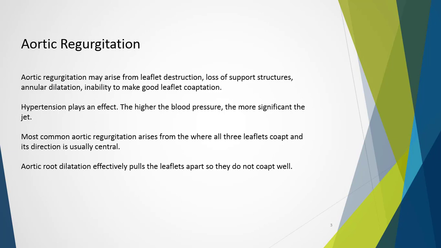Most common aortic regurgitation is mild or trivial and arises from the center of the valve where all three leaflets coapt. The direction of the jet is also normally central. This can be the result of sclerosis, creating a rough edge and limiting the ability for the leaflets to coapt. Aortic root dilatation effectively pulls the leaflets apart so they do not coapt well. Imagine a door and its frame. If the frame gets bigger but the door stays the same size, it effectively can't close and stop the flow moving.